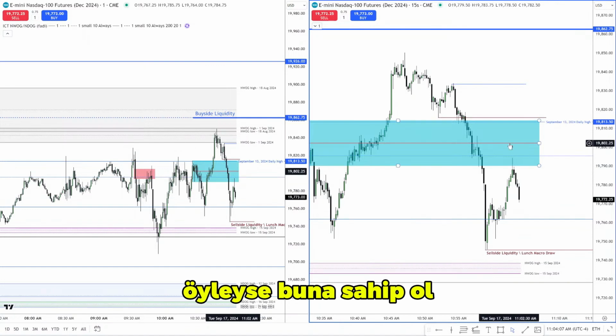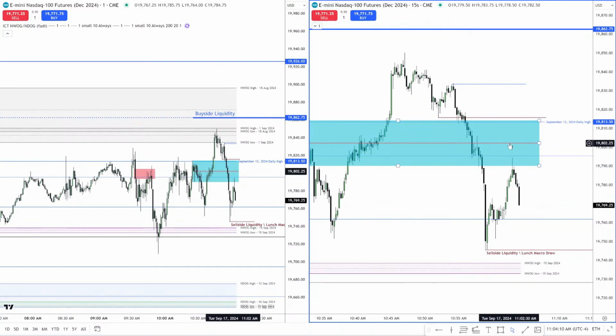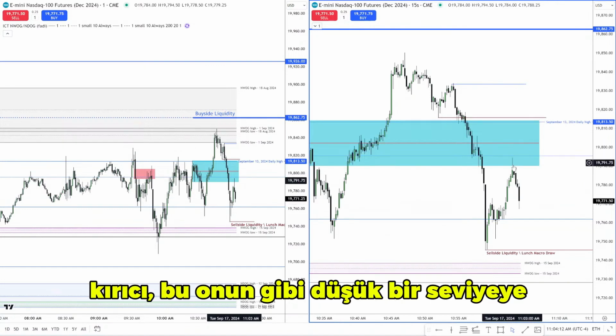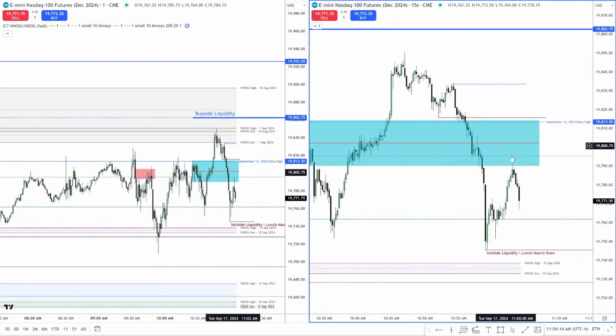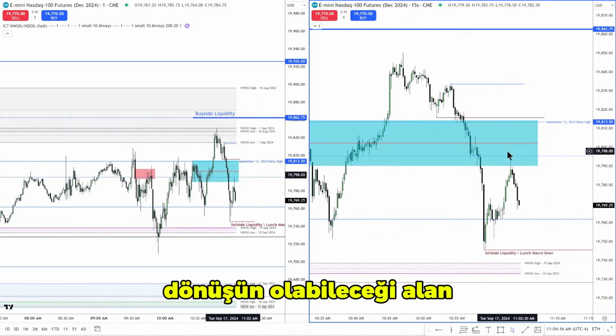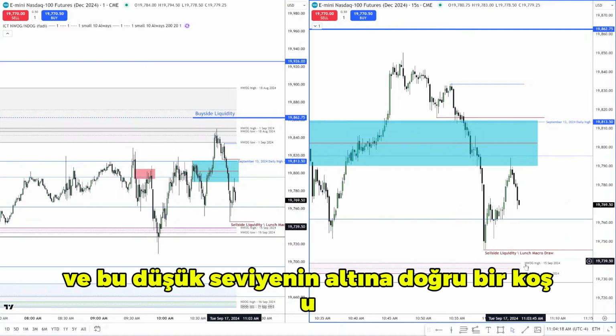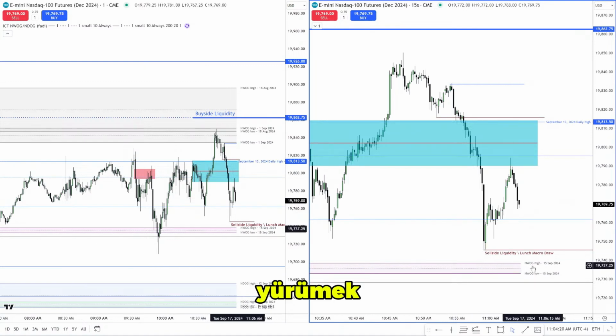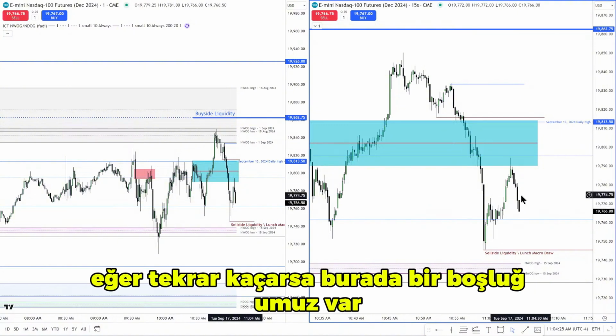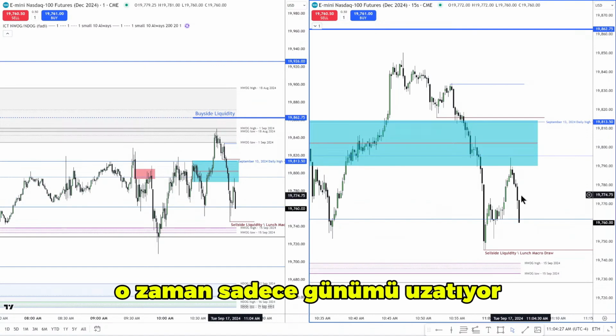So half of this breaker to its low, that's the area where the turn could happen, and a run below this low down to the end low. That would be a setup. We have a gap here. If it runs away again, then it's just making my day longer.